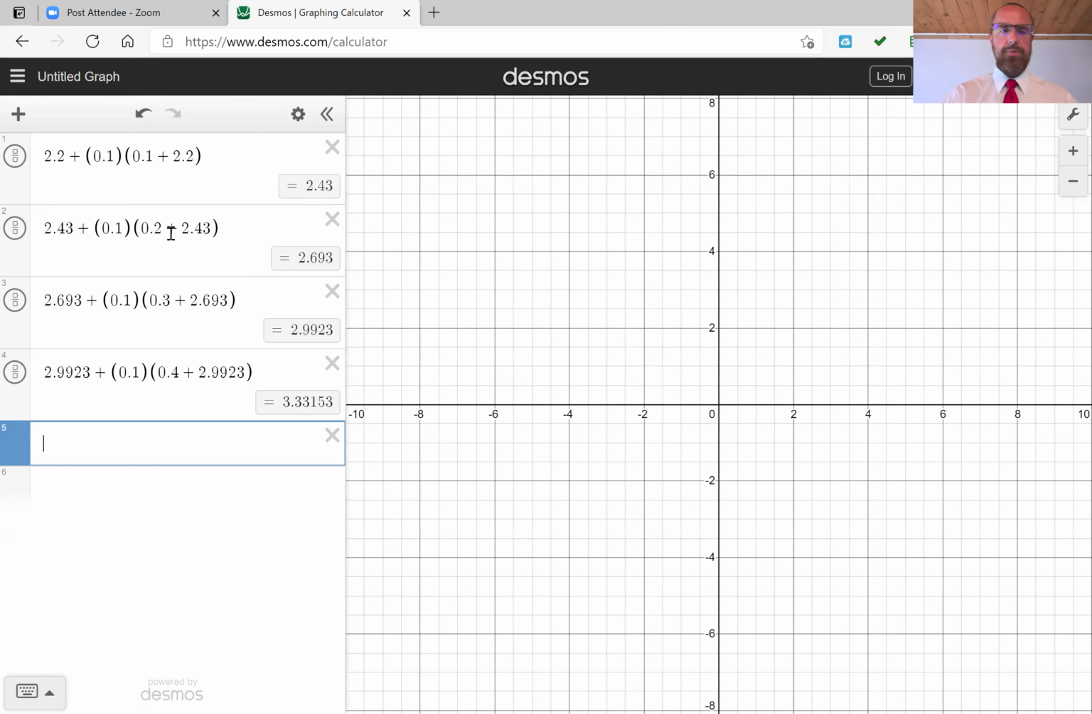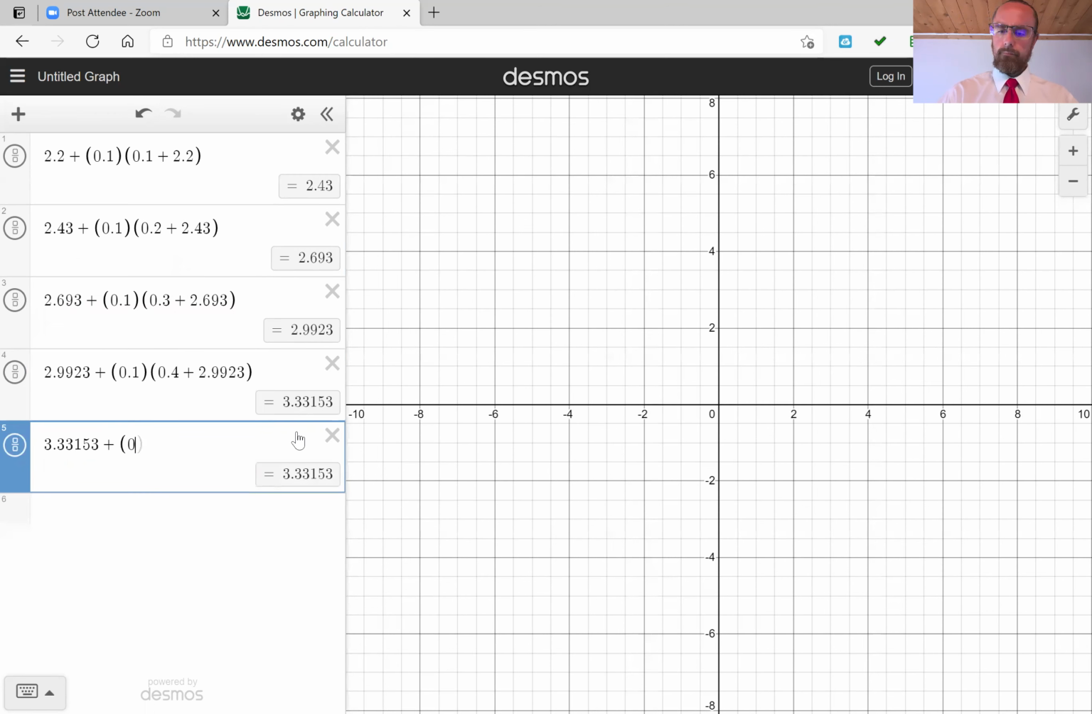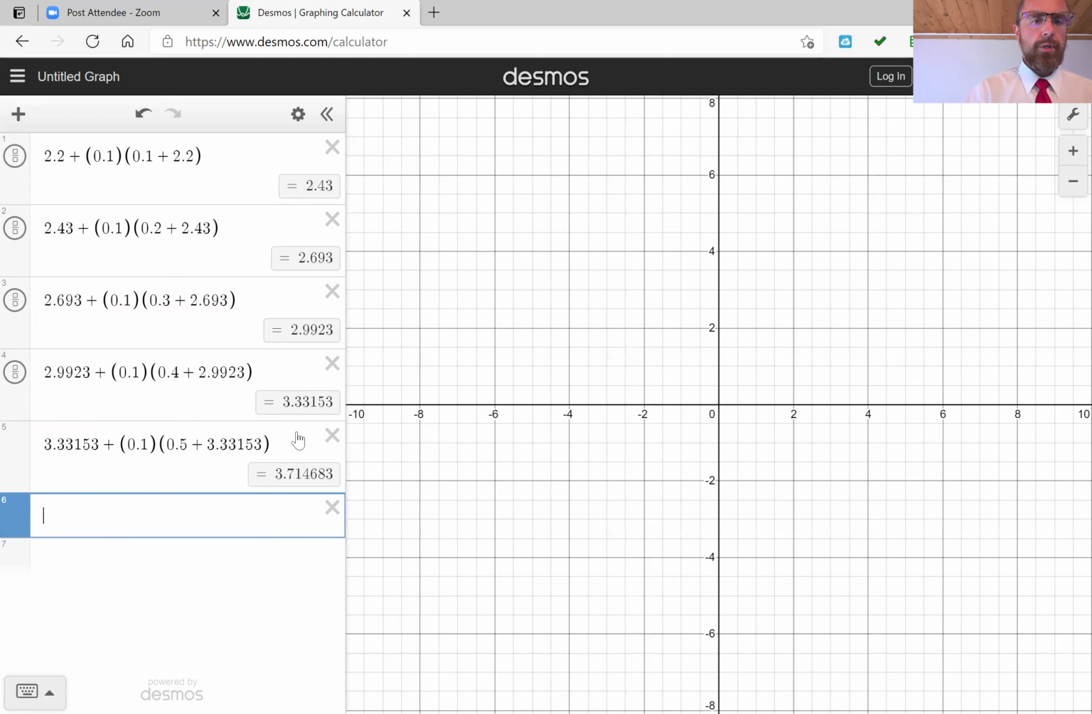Now for y sub 6, 3.33153 plus my step value 0.1 times, bumping up my x value by the step value of 0.1, so it's now 0.5 plus 3.33153. And that's giving me 3.714683. Now at this point, that's a lot to type.